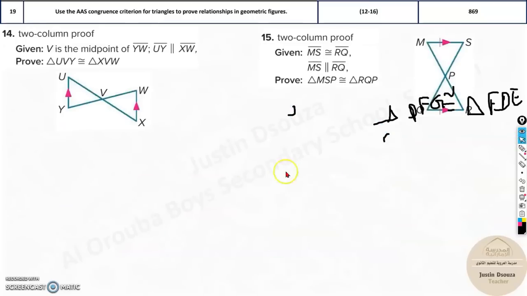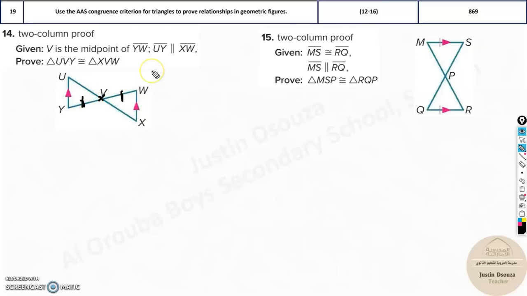That's it. Now here they have written a two-column proof and it's the same thing, but okay, there is a midpoint over here. Let me do this. They have told V is the midpoint over here. You can see V is the midpoint of YW. That means this side and this side are equal. If YW is 10 in total, then YV will be 5 and VW will be 5. They'll be equally divided. That's from the midpoint theorem.